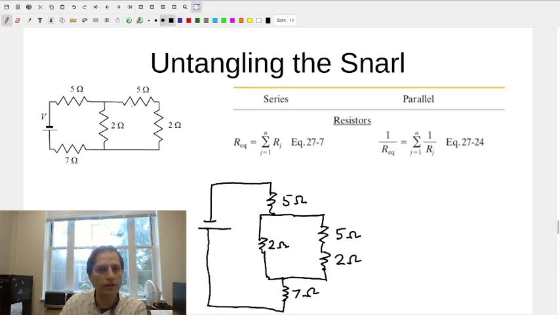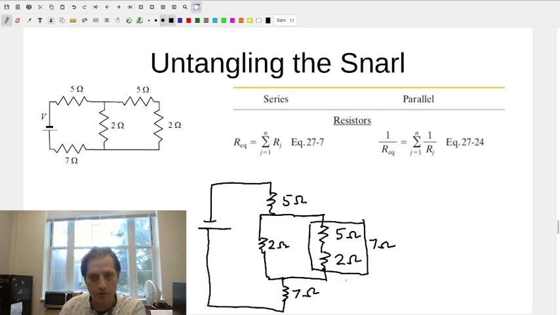Now it might look very different, but all I've done is stretch out this bottom wire a little bit. I hope you can see these two are in fact in series. So I can treat that as an equivalent resistor of 7 ohms. But once you do that, you can see that these two are in parallel, and so I can treat this as being a 2 ohm and a 7 ohm resistor in parallel.